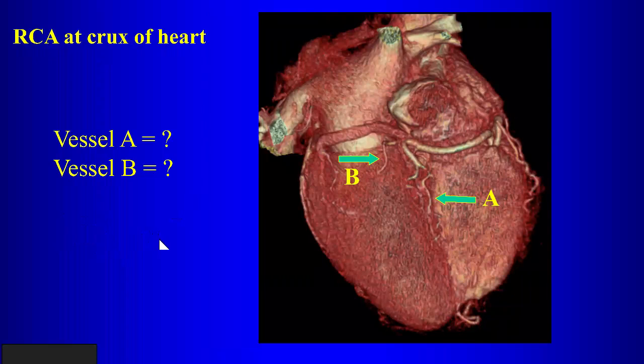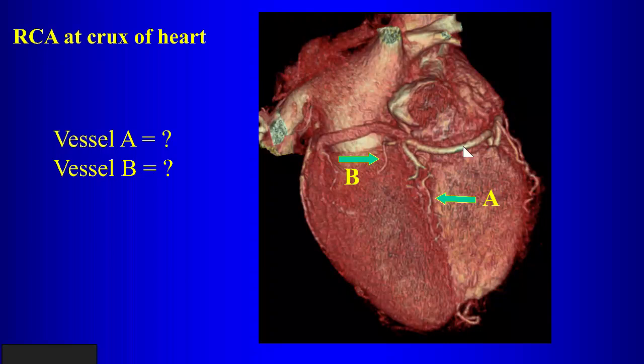So now here we're looking at the back of the heart, okay? Vessel A, what is vessel A? PDA? Yeah, so the first thing to do when you're looking at these volume rendered images is orient yourself as to the cardiac chambers, okay? So this chamber is the left ventricle. Remember, you're looking posteriorly, it's a posterior view. This chamber, right ventricle. This chamber, left atrium, and this guy over here, right atrium.